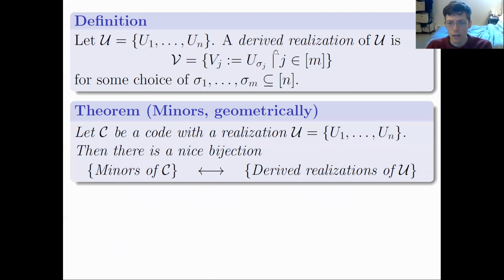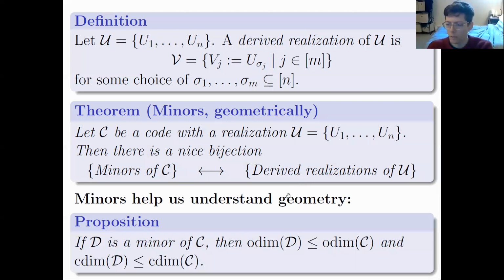So this derived realization still consists of convex open sets. And it turns out these derived realizations are the same thing as minors of a code. They're the geometric version of minors of a code. If I have a code and a realization, then a minor of the code corresponds to some derived realization and vice versa. So in particular, if I have a convex code, all of its minors are going to be convex as well, even preserving the dimension that I can realize my code in.